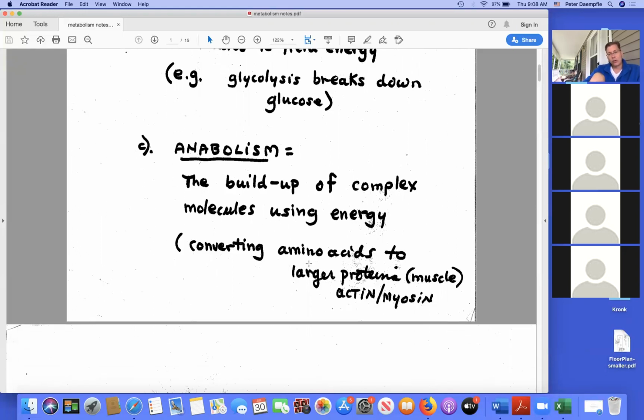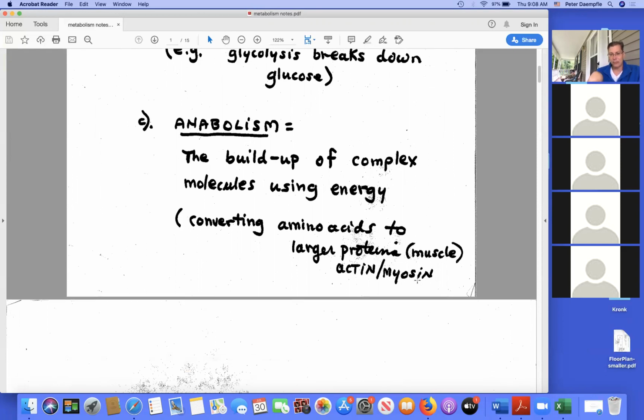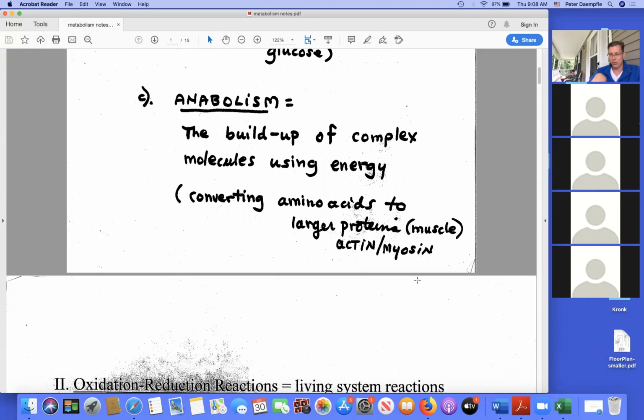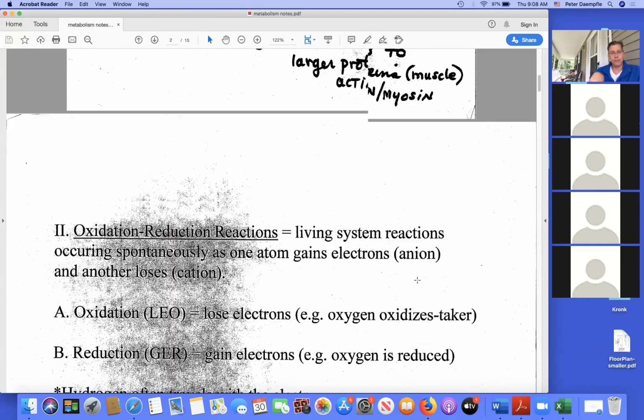our example here is converting amino acids to larger proteins. So in other words, making muscle. You want to make muscle, got to have enough protein, eat enough meat, eat enough beans, and the actin and myosin proteins we talked about in ANP1 all have to be built up by anabolism, all right?